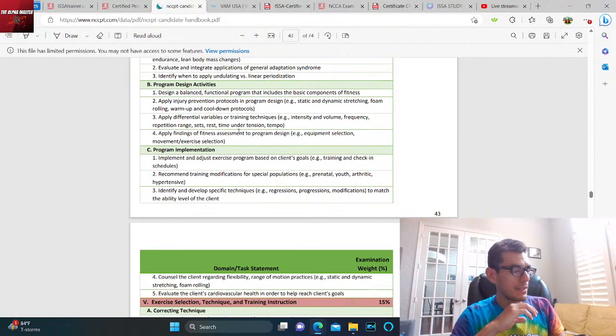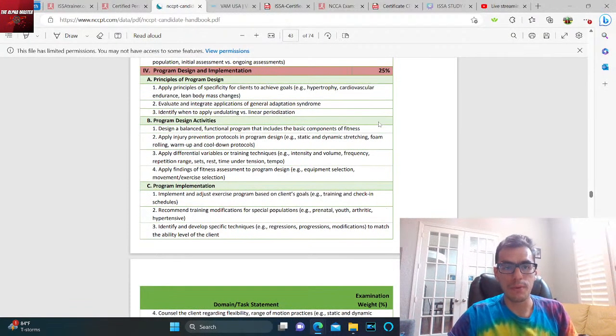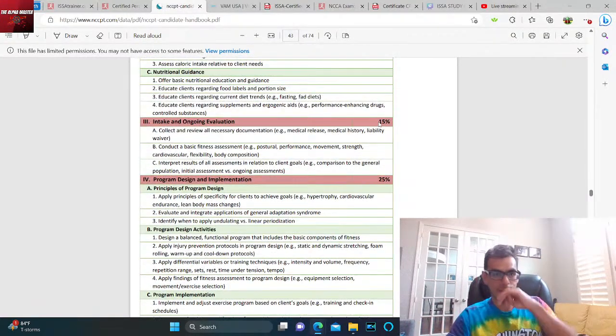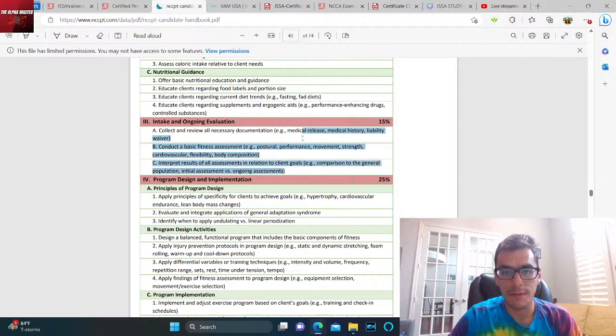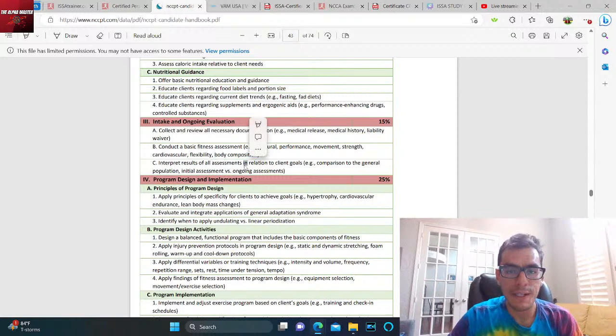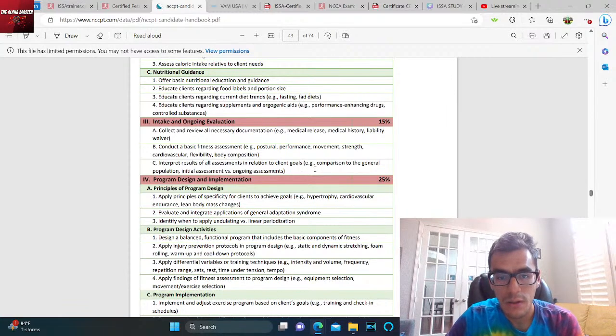So we definitely have a lot of information that builds up to what we saw today, where we already went over principles of program design, the elements of fitness, and the client assessments for intake and ongoing evaluation, where we collected and reviewed all necessary documentation: the medical release, medical history, liability waiver. We conducted a basic fitness assessment like postural, performance, movement, strength, cardiovascular, flexibility, and body composition. And we interpreted the results of all assessments in relation to client goals.